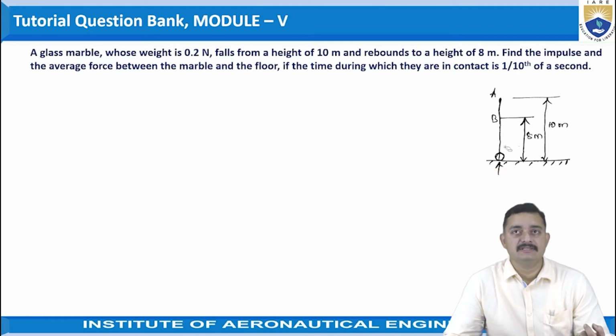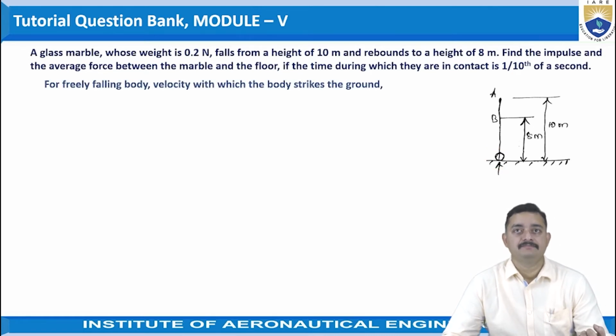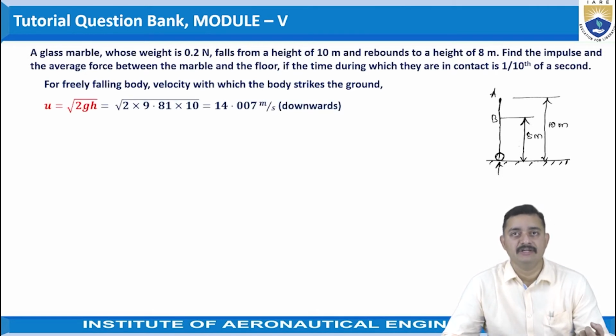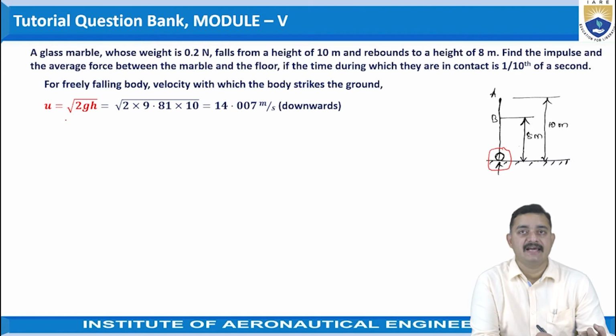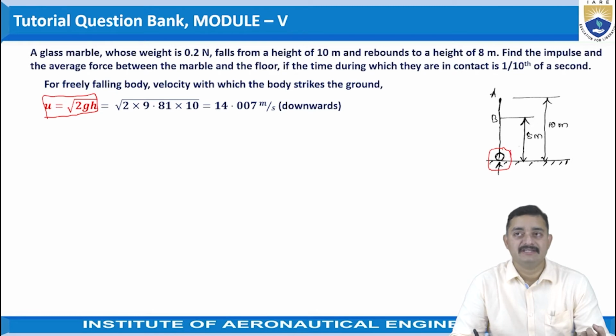So for doing this, let us start the problem. For a freely falling body, the velocity with which the body strikes the ground, right? There is an equation: V, or U, that is the velocity at the contact point of the ground, is given as under root 2gh. So this is the velocity when the marble touches the ground.